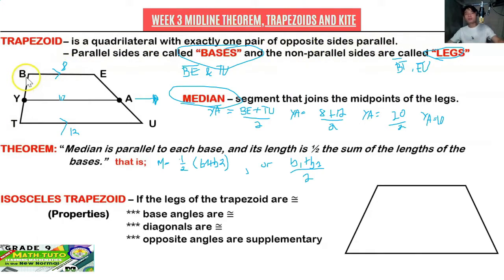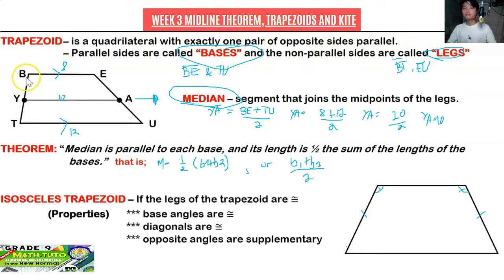Intindihan po? Okay, so that is based on the theorem that the length of it is one half of the sum of the length of the bases. How about isosceles trapezoid? Ano ba yung katangian ni isosceles trapezoid? So, trapezoid din siya, pero isosceles. Ibig sabihin, if the legs of the trapezoids are congruent. So, alin ba yung legs dito? Ito, yung non-parallel. Dapat daw ito ay congruent kanino? Dito sa kabila. Okay? If the base angles are congruent, ibig sabihin, base angle, ito, congruent siya dito sa kabilang base.